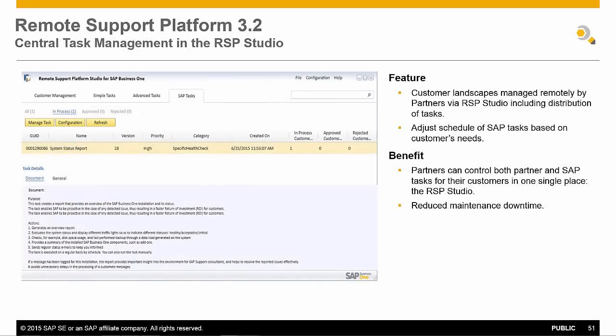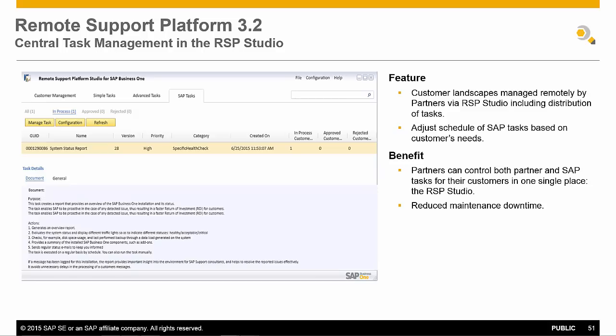Partners can now use the Remote Support Platform Studio to develop support tasks, deliver tasks to customers, and manage tasks for different customer installations. In the Remote Support Platform Studio 3.2, partners are now able to manage customer landscapes remotely, including distribution of tasks, and adjust the schedule of SAP tasks based on their customers' needs. These features were formerly available through the Remote Support Platform Remote Console application, which will be retired.